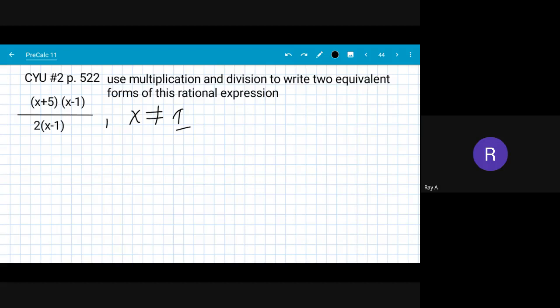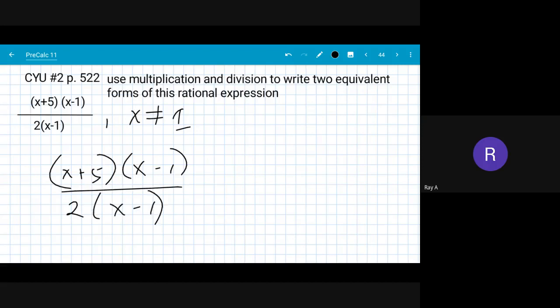So one answer could be x plus 5 times x minus 1 over 2 times x minus 1. It said use multiplication. So let's multiply by, as long as you multiply by the same thing, x plus 3 over x plus 3. Because in the end, it cancels out, so you're not really changing the value of the expression. When you do that, another non-permissible value would be x is not equal to negative 3.